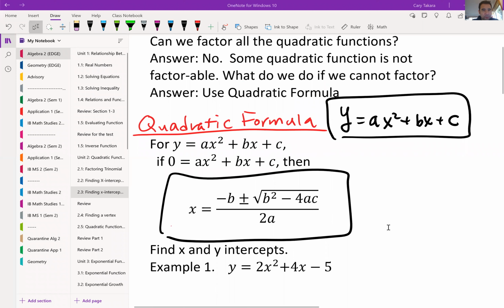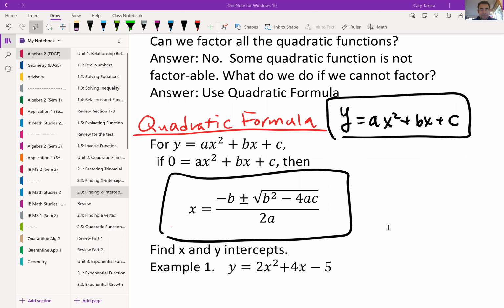Now, quadratic formula can be applied for any quadratic function, even if you can factor it. Let's say you have a difficulty of factoring, you can still use a quadratic formula. It applies for any quadratic function.